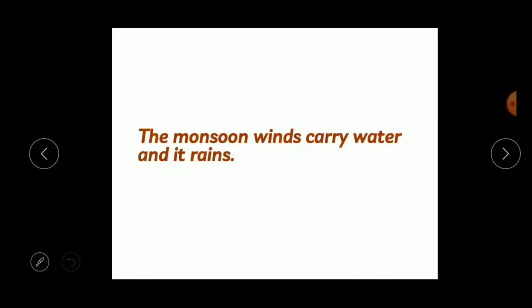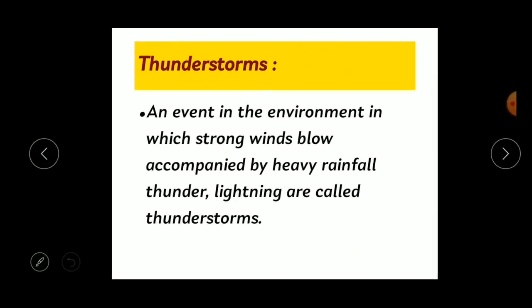Thunderstorms and storms are one and the same thing. Okay, so thunderstorms: an event in the environment in which strong winds blow accompanied by heavy rainfall, thunder and lightning is called a thunderstorm. So what are thunderstorms? An event in the environment in which strong winds blow with heavy rainfall, thunder and lightning are called thunderstorms. Understood, children?